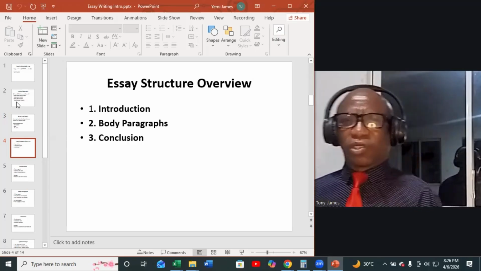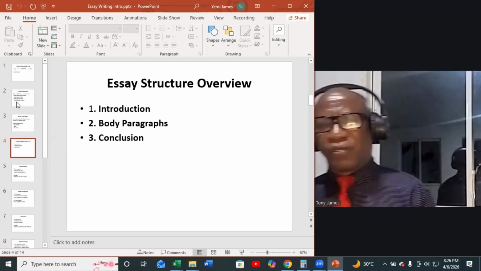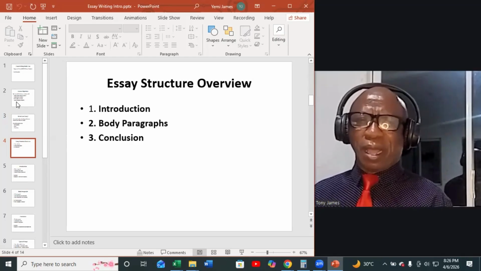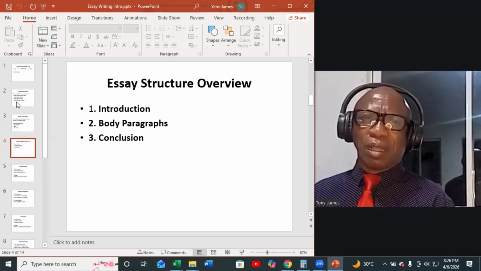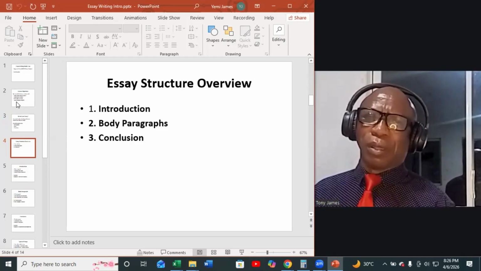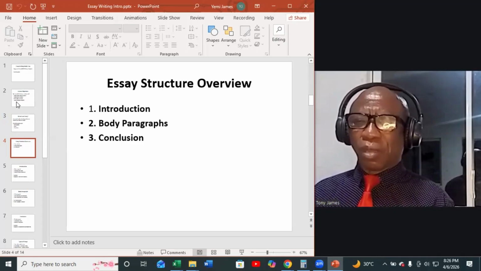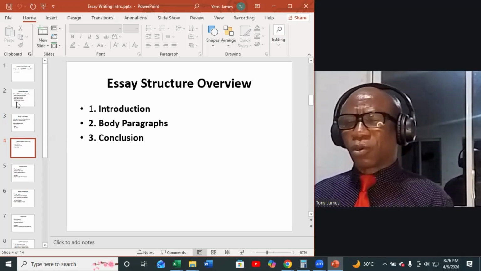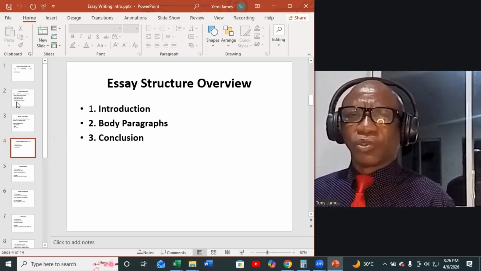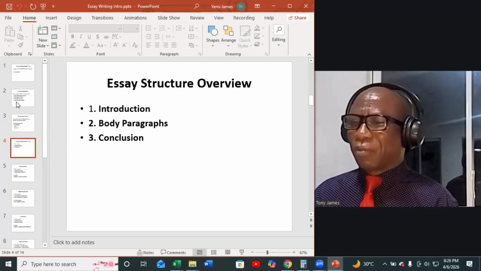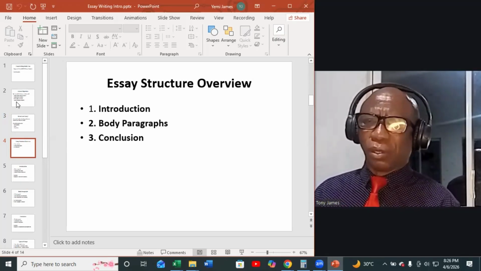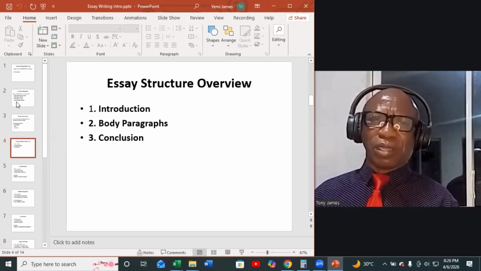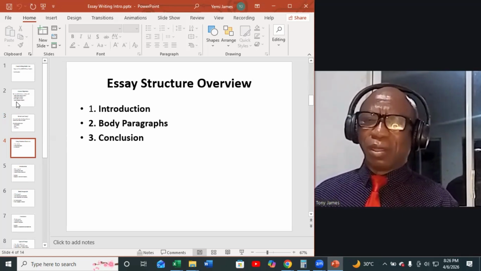Now let's look at the overview of the essay structure. Like I've just said, the essay has three main sections, and these sections are really the structure of the essay. We talk about the introduction, the body paragraph, and the conclusion. So the structure of the essay is divided into three, as we have mentioned.